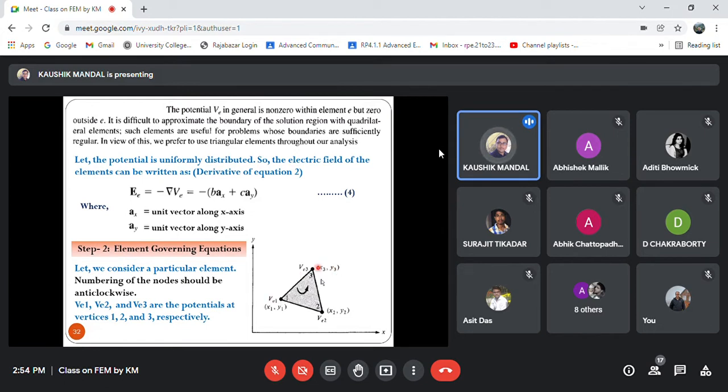So we have considered a single element with 3 vertices with 3 different coordinate points, and we start the local numbering from this particular node. If it is 1, then we move in the anti-clockwise direction, so it is 1, 2 and 3. And we are considering that the potentials at the 3 vertices or nodes are VE1, VE2 and VE3.